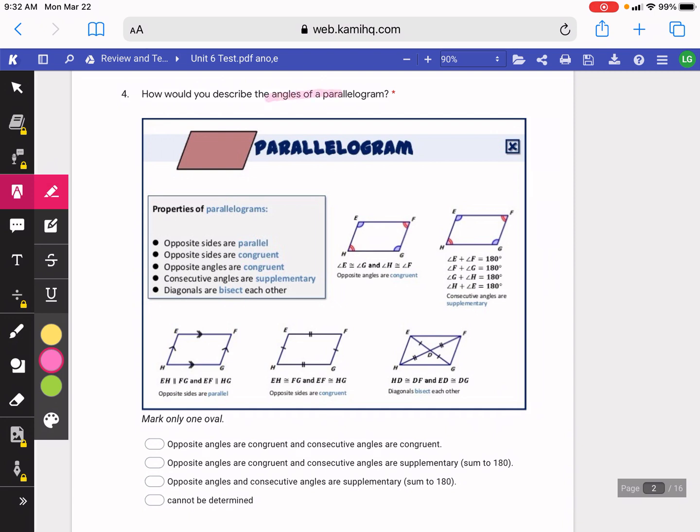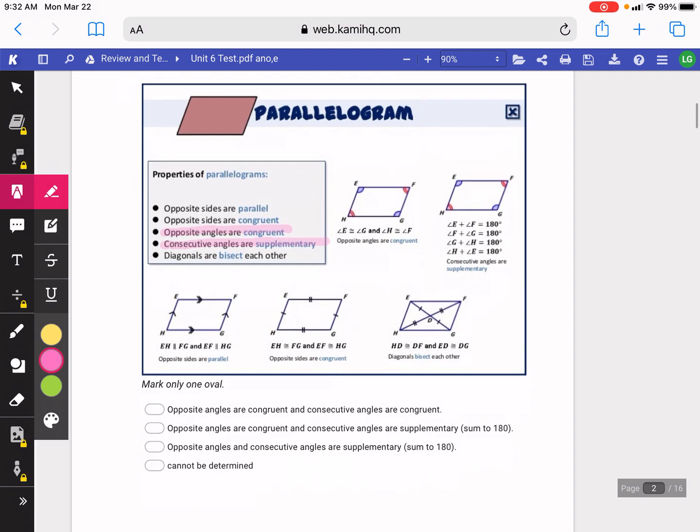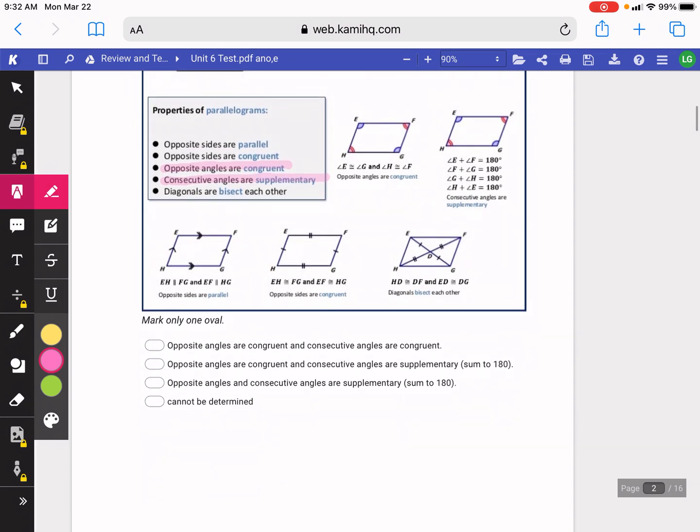So we're describing the angles. So here it says opposite angles are congruent and consecutive angles are supplementary. So the answer was the second one right here.